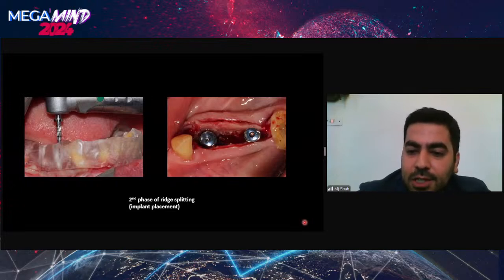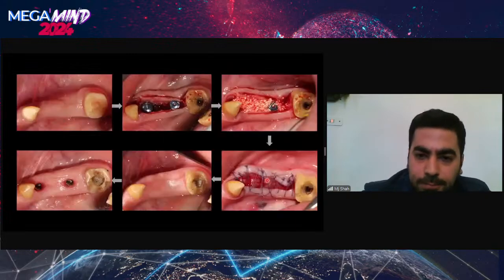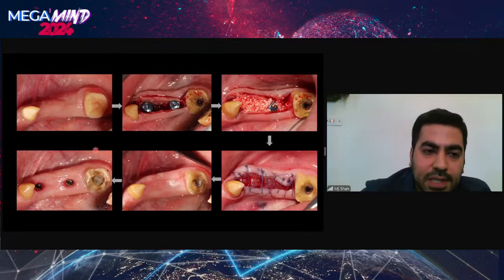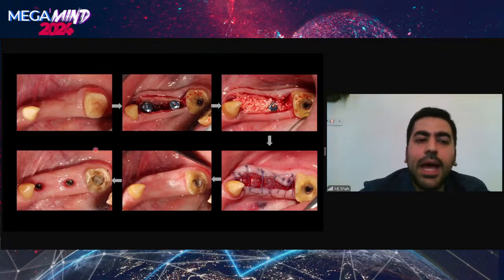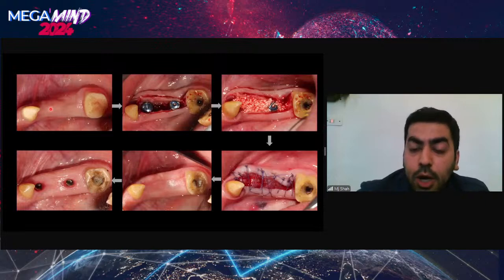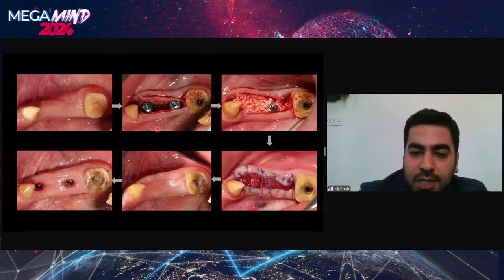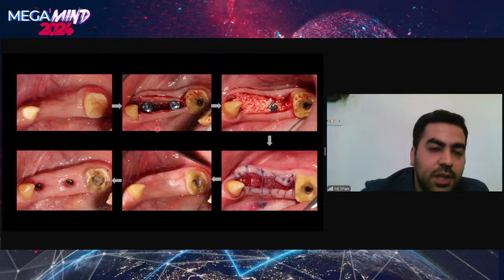In this phase, after splitting the bone, the implants were placed, and the surgical guide was used in order to place the implants in a prosthetically driven manner. Here you can see the outline of my procedure. Let's look at the whole procedure from the occlusal view. As you can see here, this is the baseline after we perform the crown lengthening. And in this picture, the ridge split and expansion are accomplished.